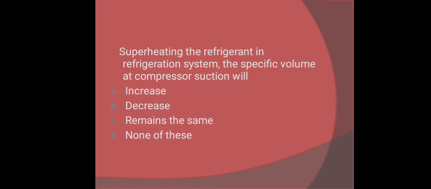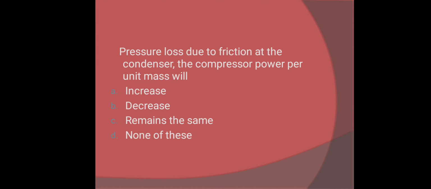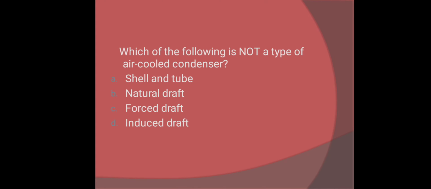Superheating the refrigerant in refrigeration system, the specific volume at compressor suction will blank. Remains the same, letter C. By subcooling the refrigerant in refrigeration system, the specific volume at compressor suction will blank, letter C, remains the same. Next, pressure loss due to friction at the condenser, the compressor power per unit mass will blank. Again, letter C, remains the same. Which of the following is not a type of air-cooled condenser? Okay, sagot natin dyan ay shell and tube.